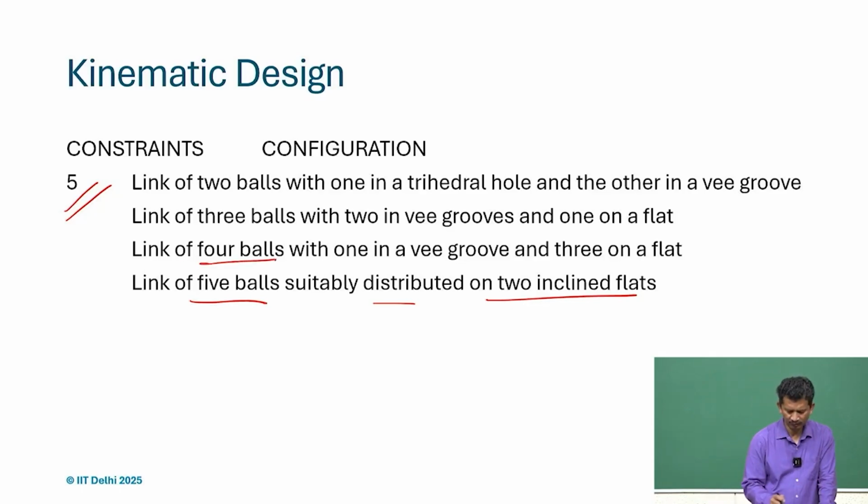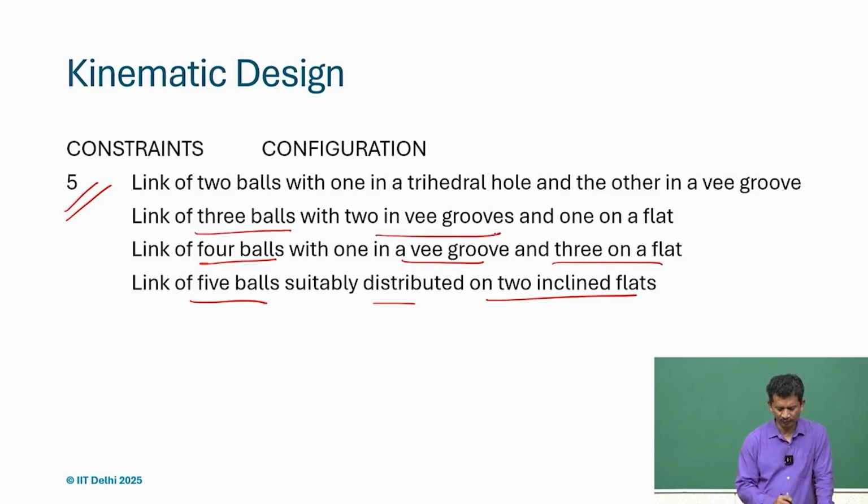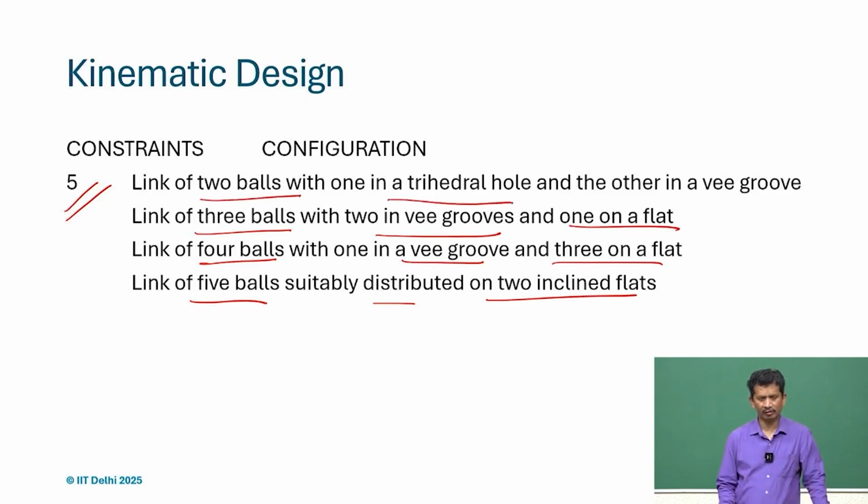Again 4 balls with 1 V groove and 3 on a flat. So, 3 plus 2, 5 again. You can have 3 balls with 2 in V grooves, so 3 and 2 in V grooves means 4, plus 1 on a flat. So, again 5, or you can have just 2 balls, one in a trihedral hole and the other in a V groove.